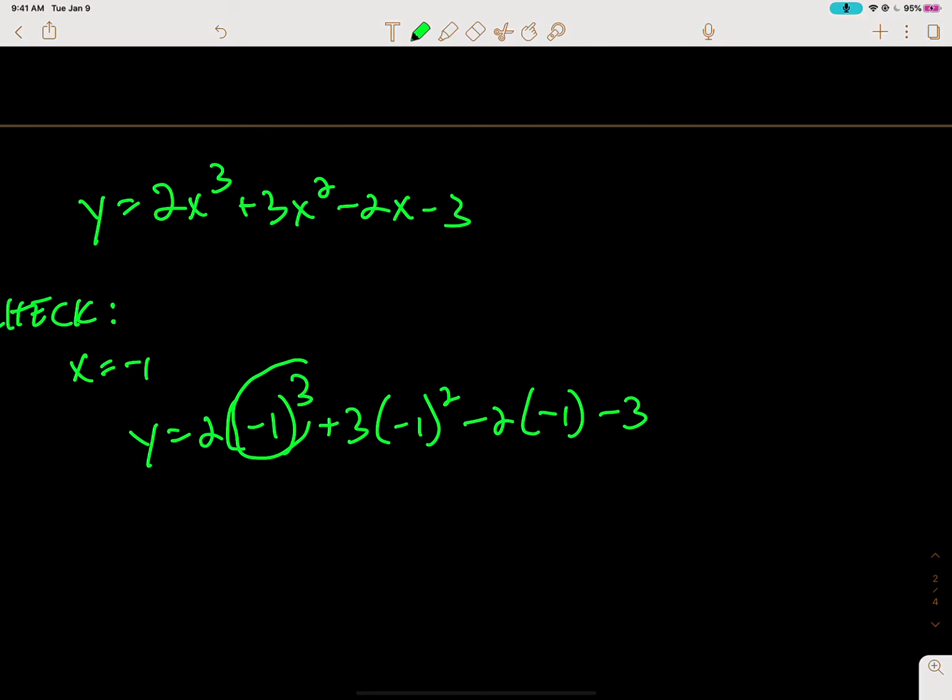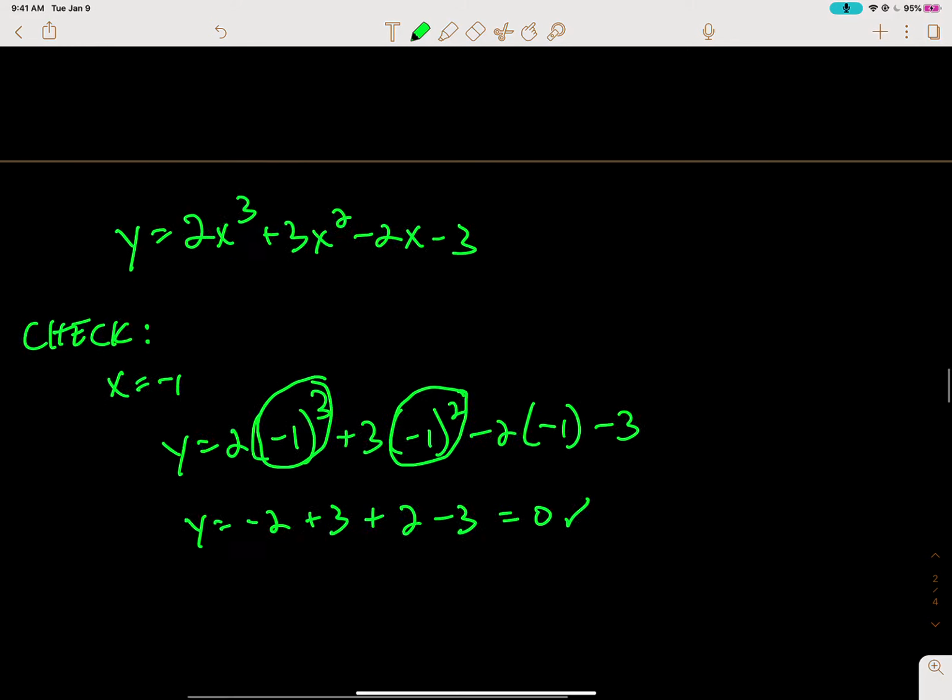-1 times itself 3 times is -1, and then times 2 would be -2. -1 times itself twice is +1 times 3 is 3. -2 times -1 is a +2, and then minus 3. That indeed equals 0. So x minus 1 is a 0.